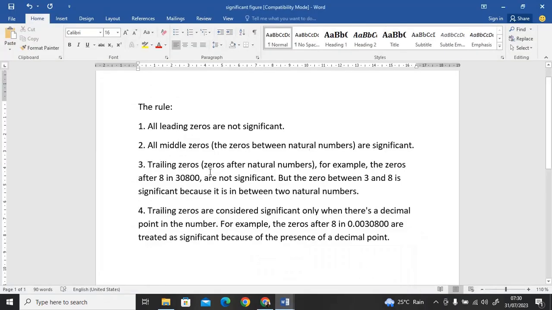The third rule says that trailing zeros, 0 after natural number, for example, the 0 after 8 are not significant, but the 0 between 3 and 8 is significant because it's between two natural numbers. I think this and this, they are the same thing. They are very familiar. Like what you are saying here is that if I'm given something like this, now this one I've explained earlier, I don't need to explain it again. Now this one, this is where it gets easier. Trailing zeros are considered significant only when there is a decimal point in the number. For example, the zeros after 8 are treated as significant because of the presence of a decimal point.